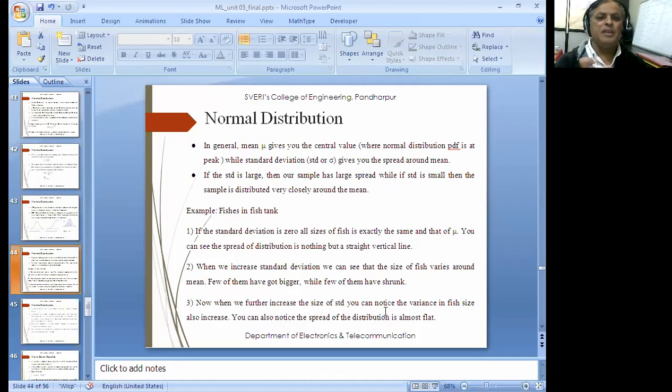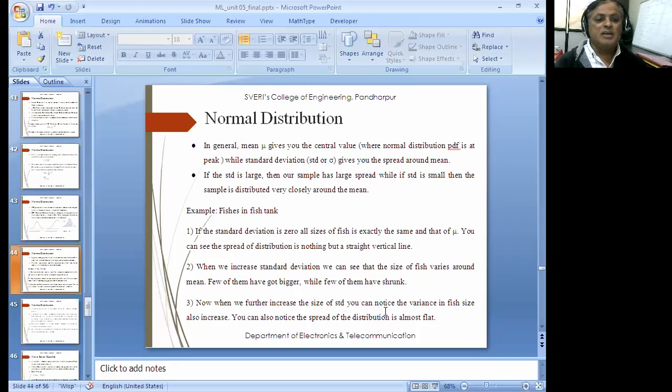So actually the mean gives you the central value, है ना? यानी कि if normal distribution PDF is at the peak, then it will have a mean value, whereas the standard deviation will give you the spread around the mean, यानी mean के आसपास का जो डेटा है, वो कैसा स्प्रेड हुआ डेटा है, वो देगा आपको standard deviation.